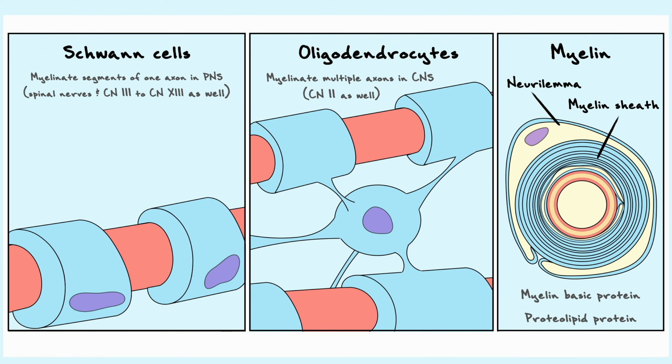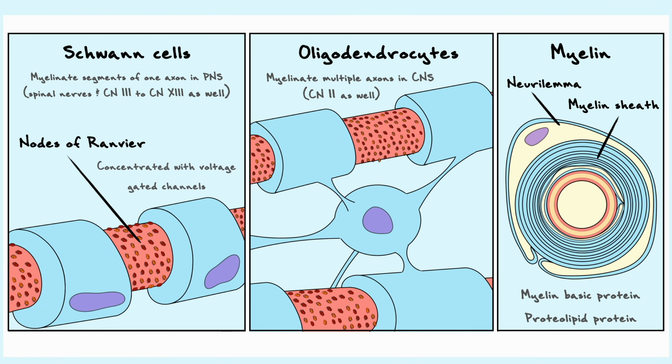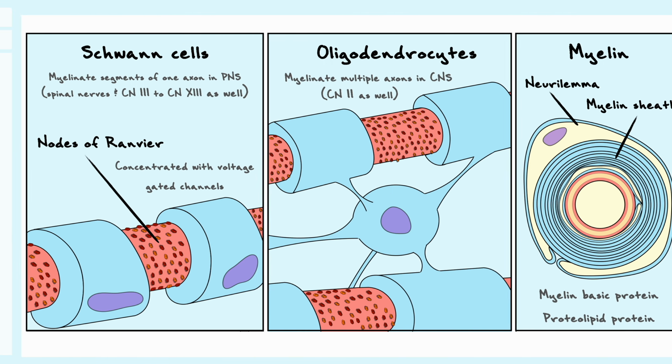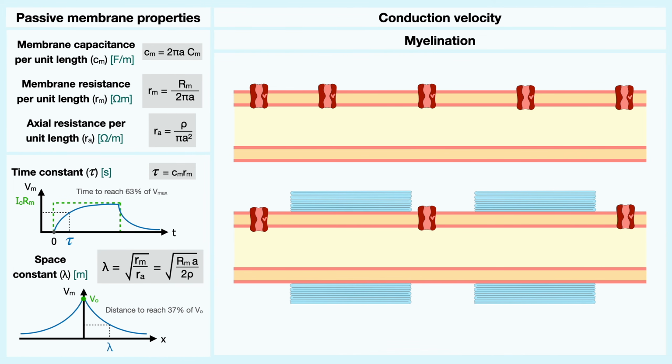Between each myelin segment, you will notice that there are bits of axons that are free. These free segments are known as nodes of Ranvier, and these nodes are very important because they are concentrated with voltage-gated channels. Back to our passive membrane properties, let's consider two axons of the same diameter, but one myelinated and the other not, to see how myelination impacts the conduction velocity.